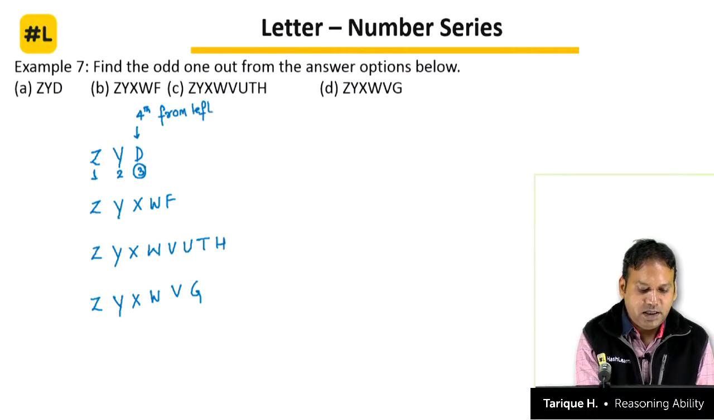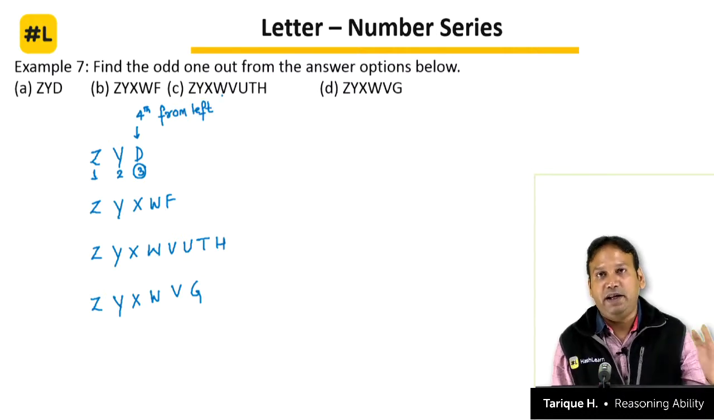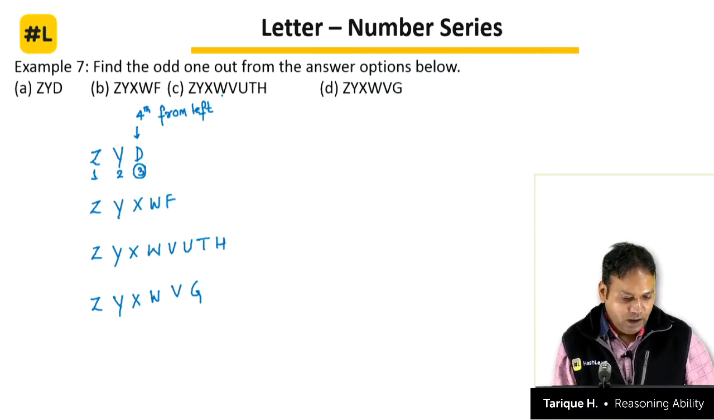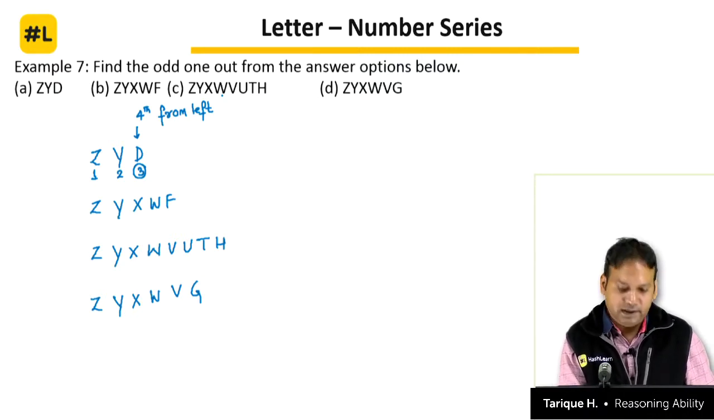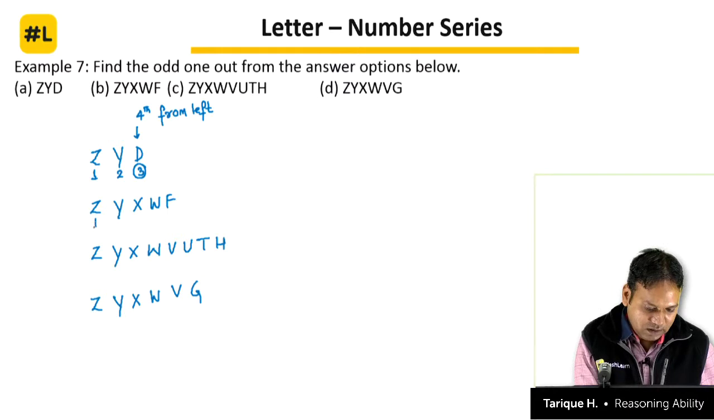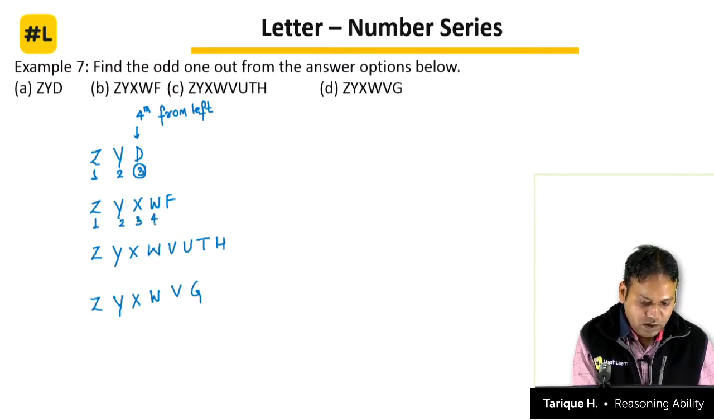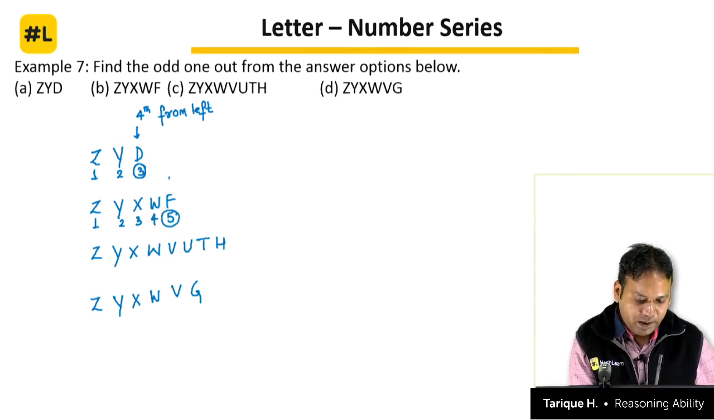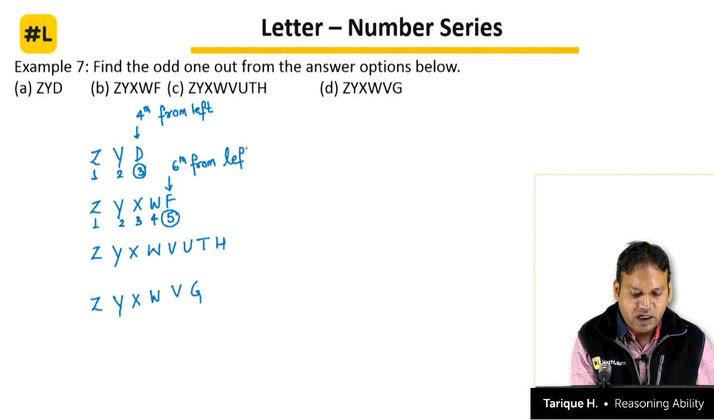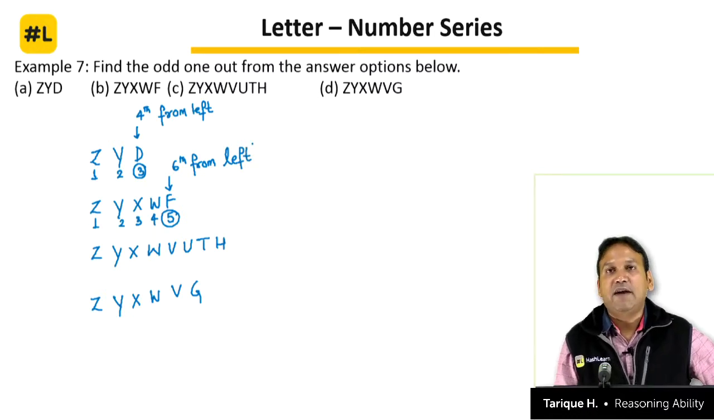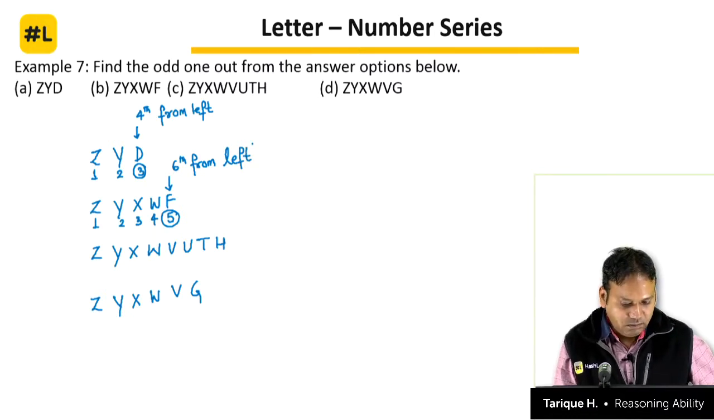A, B, C, D, fourth from the left end, that is starting from A. Okay, let's look at the next one, Z, Y, X, W, F. So we have first letter, second, third, fourth. So what should come here? Fifth should come. But what is actually coming here? The sixth from left. Sixth from left, that means when we start from A, the positional value of F is 6.